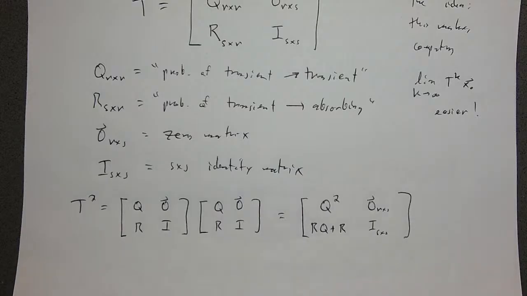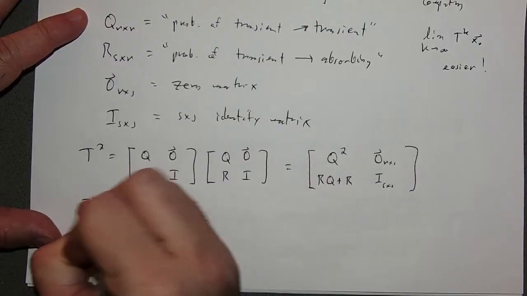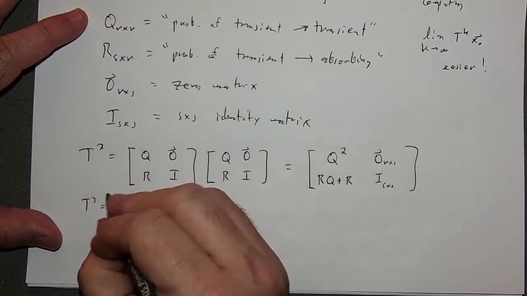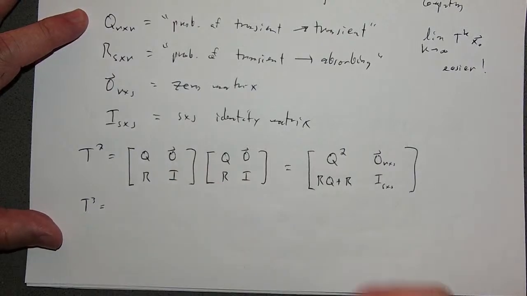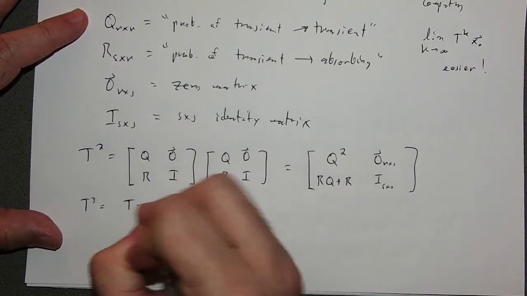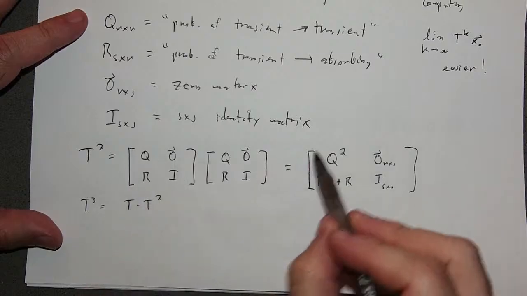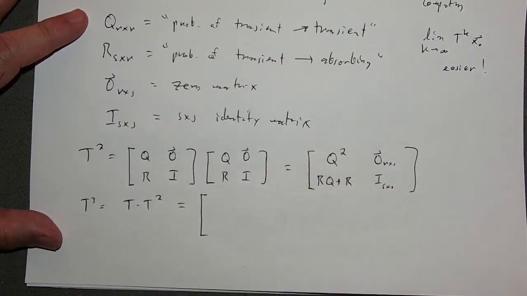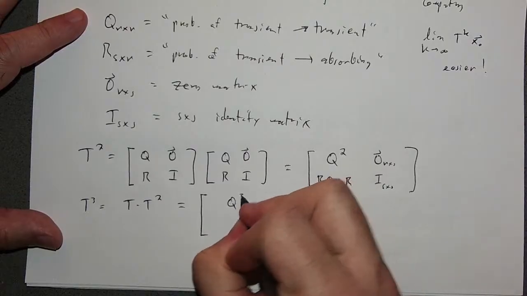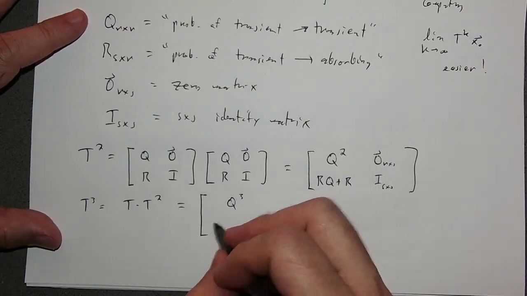Okay. So that's nice. This is t squared. What about t cubed? Well, t cubed is really just, if you like, t times t squared. So it's this times this, which I'm just going to go ahead and skip and write that. What is that? This would be q cubed. Q cubed. That's a funny statement.